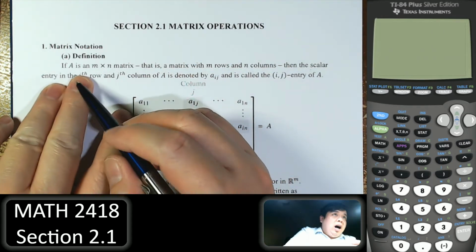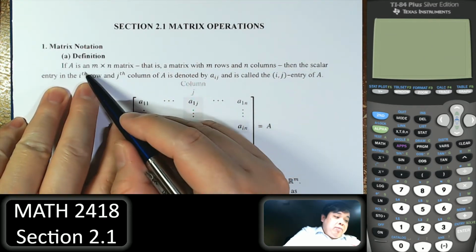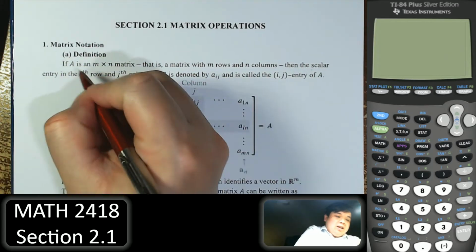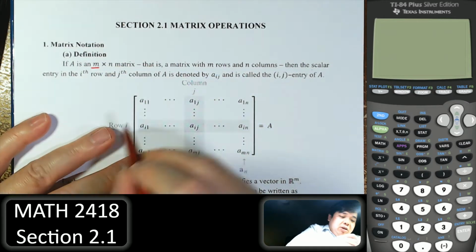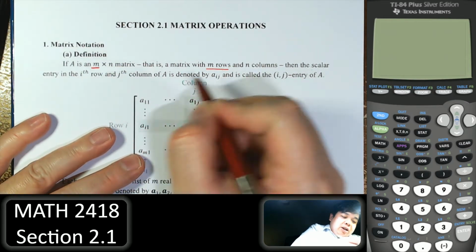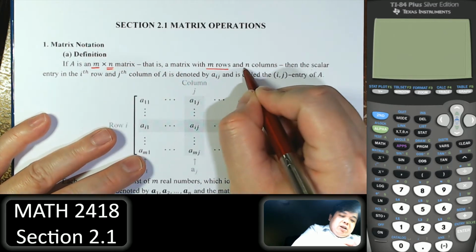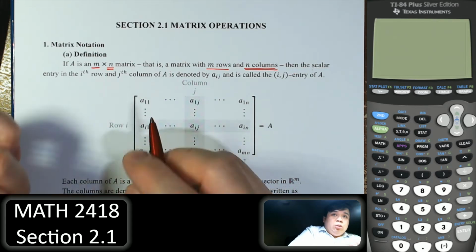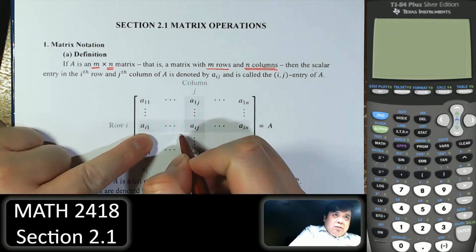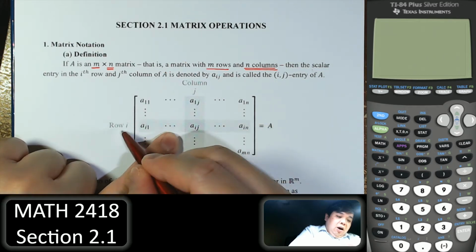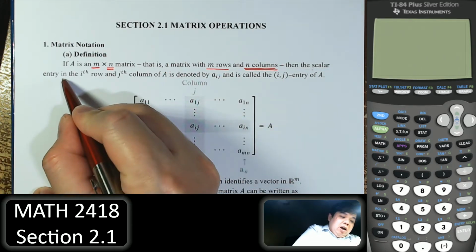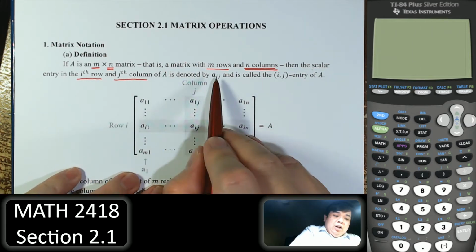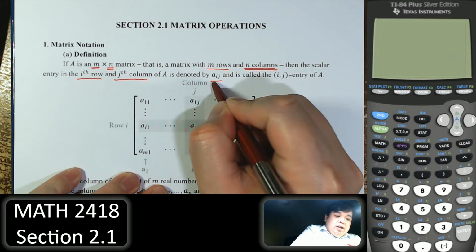Matrix notation: a matrix A, just capital A, is an m by n matrix. That is, the first number denotes the number of rows, and the second number denotes the number of columns. Corresponding to a particular row and a particular column, we say the ith row and the jth column, there will be an element denoted a_ij.